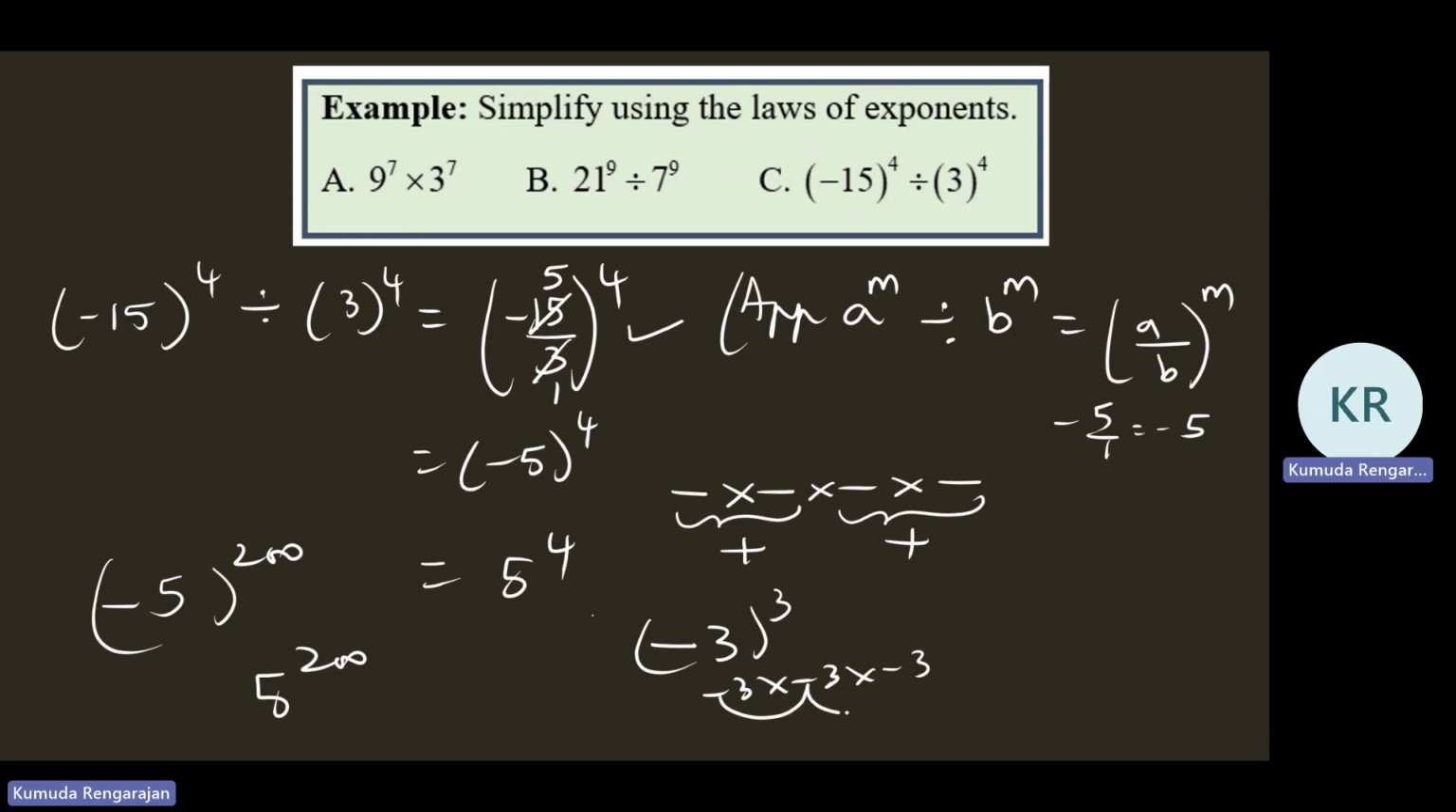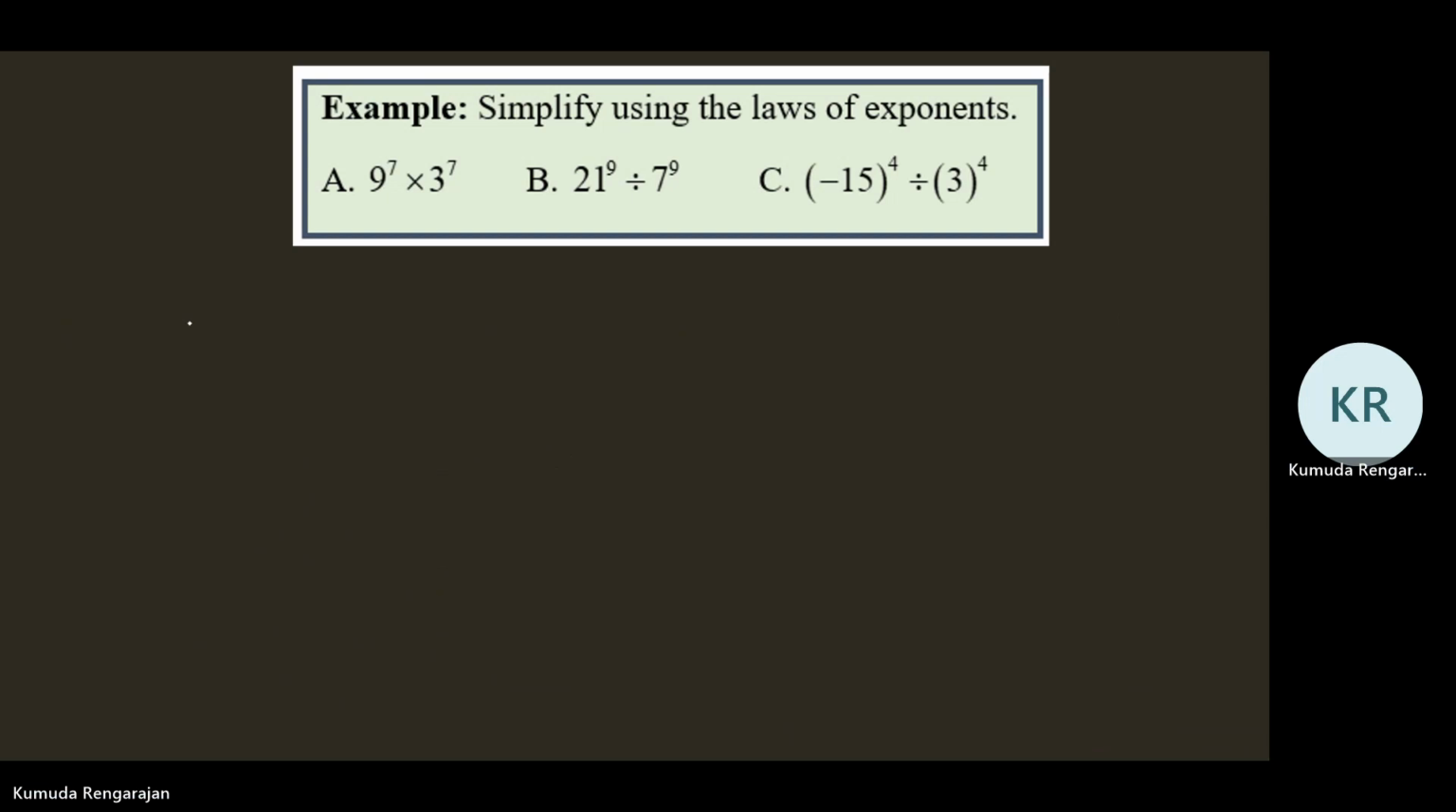Minus into minus is plus. Plus into minus is minus. If the power is odd, the answer will be negative. If you have a minus sign in the base and the power is odd, then minus is multiplied with itself 3 times, so the answer will be minus. An odd number of times means minus.